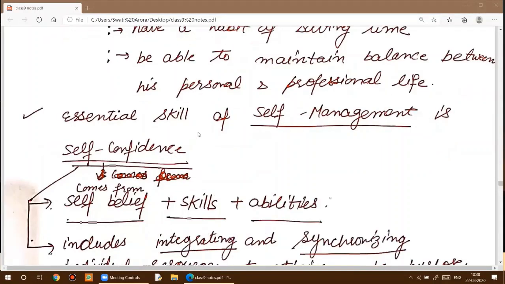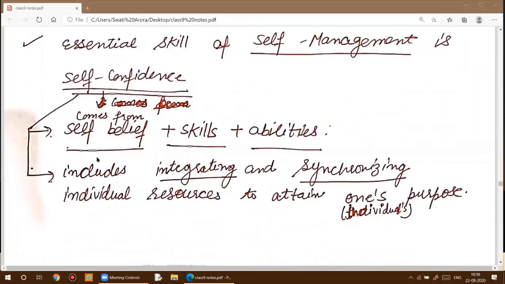So, what are the essential skills of self-management? The most important skill of self-management is self-confidence. Self-confidence comes through your self-belief. What you think of yourself, how much you believe in yourself. If you think I will do this chapter today, so are you able to manage it?